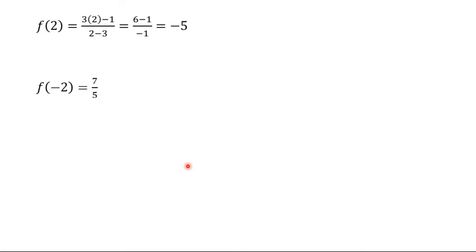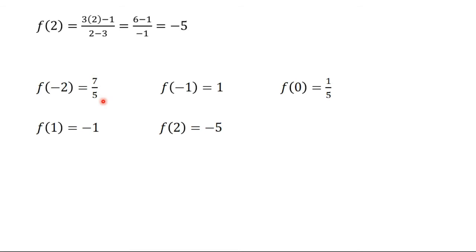So from here we have seen that f of negative 2 will give us 7 over 5, f of negative 1 will give us 1, f of 0 will give us 1 over 5, f of 1 will give us negative 1, f of 2 will give us negative 5. So we can see that the image of negative 2 is 7 over 5, the image of negative 1 is 1, the image of 0 is 1 over 5, the image of 1 is negative 1, and the image of 2 is negative 5. So you can see that the range is 7 over 5, 1, 1 over 5, negative 1, and negative 5. These are the corresponding images of the elements that we have in the domain. They make up what is called the range.